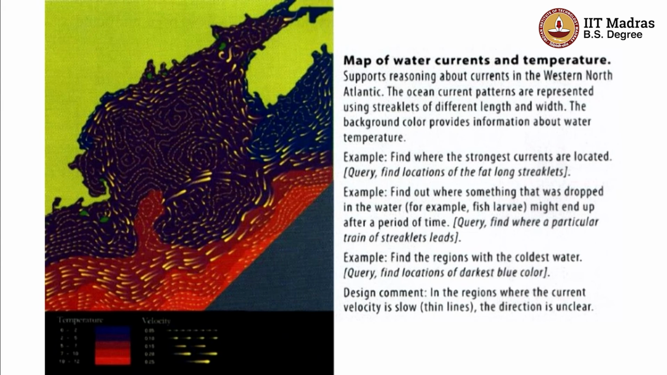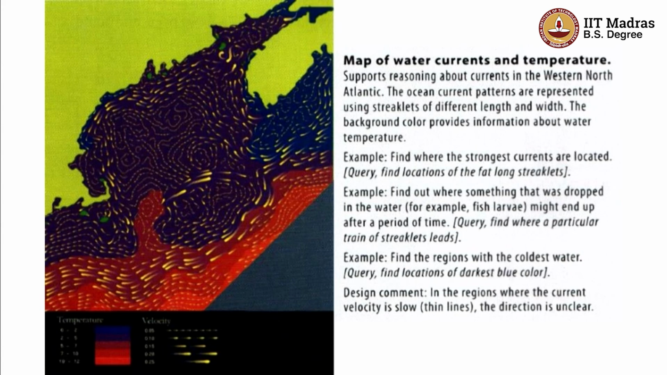Okay, so we'll see an example of how this is applied in a visualization. Okay, so this is a map of water currents and temperature. Supports reasoning about currents in West and North Atlantic. The ocean current patterns are represented using streaklets, right? What you see as streaklets of different lengths and widths. Okay, now the length encodes a data point and the width encodes a data point, right? The background color provides information about water temperature.